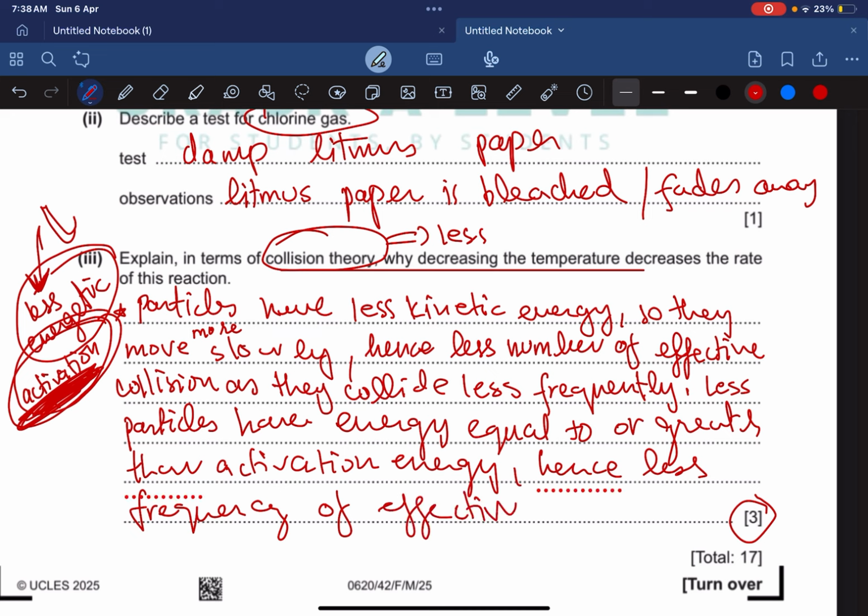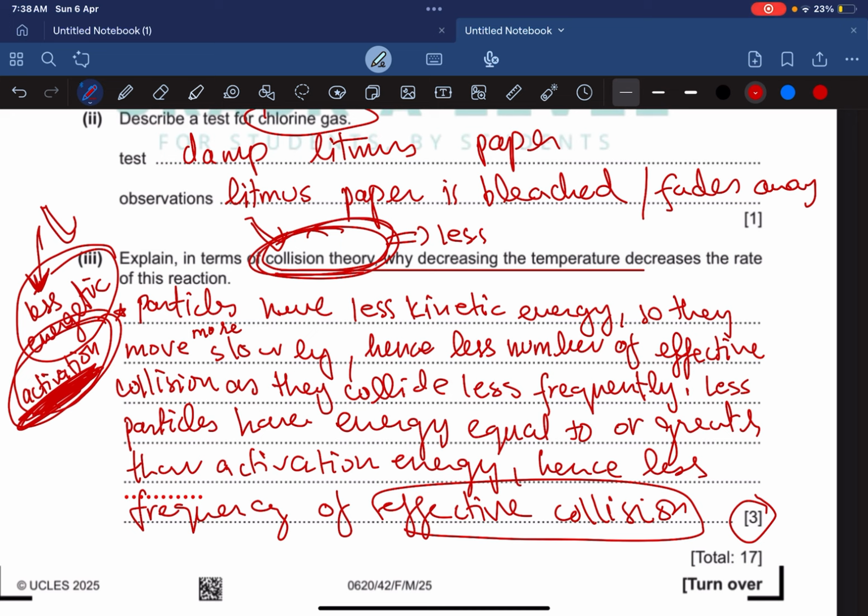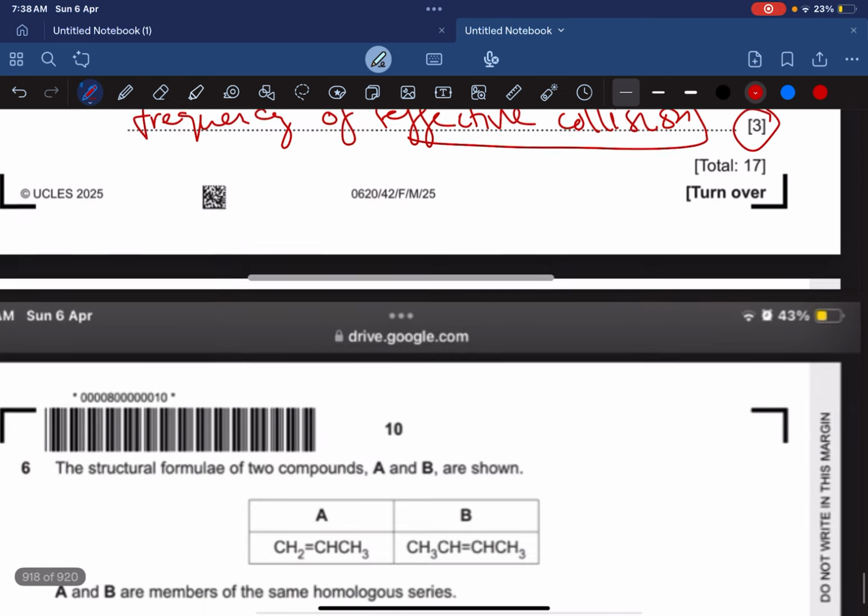Effective collision basically means that your product is formed, okay? And we use the word collisions because of the collision theory in the question. That means we have to use the word collisions. We have to tell the rate in terms of collisions, ठीक है? Effective collision का मतलब होता है your product is formed. और अगर activation energy particles के पास less होगी और less particles would have energy equal to activation energy, effective collisions will reduce and less amount of product is going to be formed.